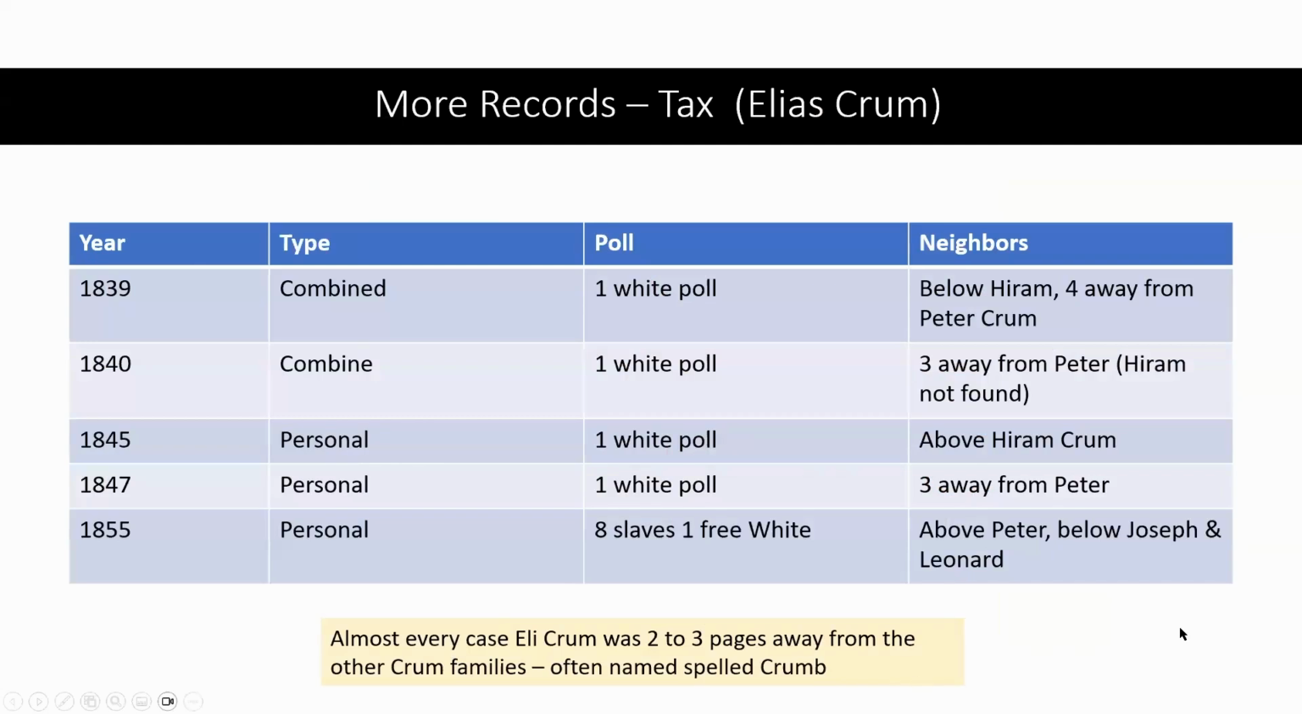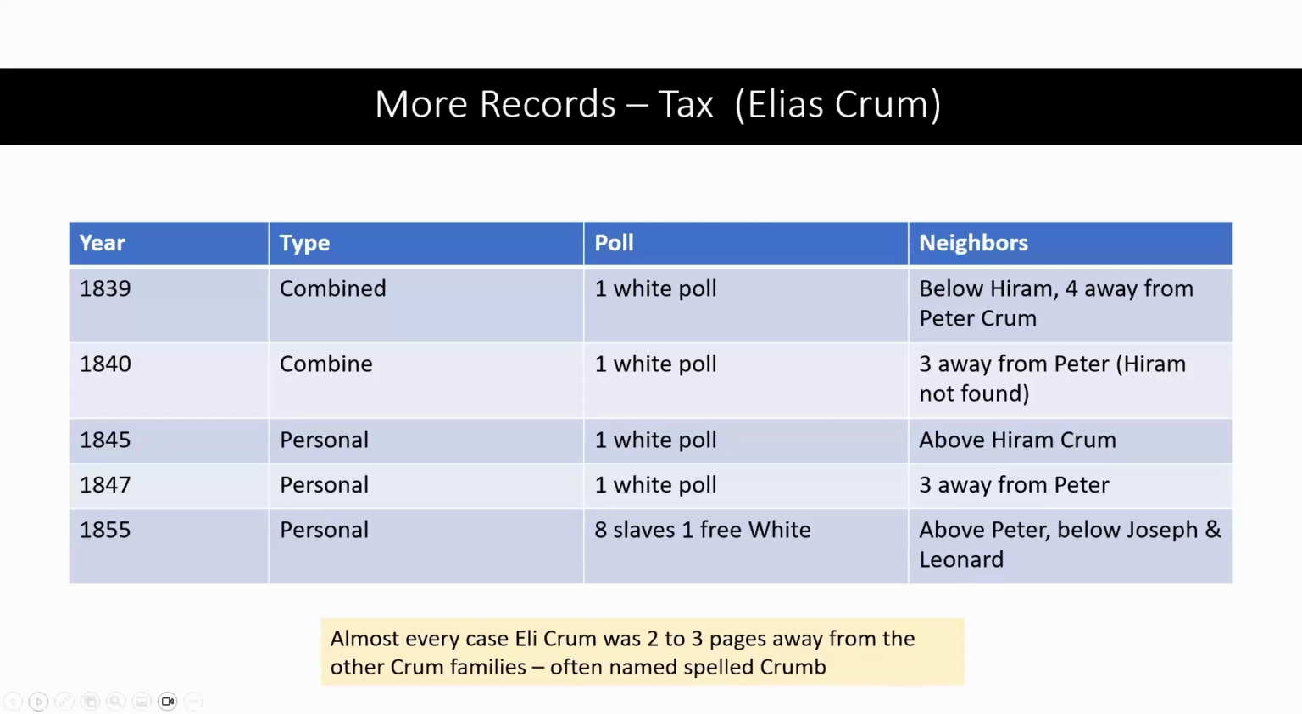I also looked at the tax records. I was having trouble finding records in Tipton. The tax records are at the state. You have to spend time and go through them. And the chart is just on the Elias, spelled I-A-S, Crum. And that is how his name was spelled in the tax records. And you can see across between 1839 and 1855, he is located very close to Peter Crum in almost each case. And in some cases, he is close to Hiram. Where Eli Crum is totally 2 to 3 pages separated from the 3 men of Hiram, Peter, and Elias. So again, I'm feeling stronger and stronger about Elias.